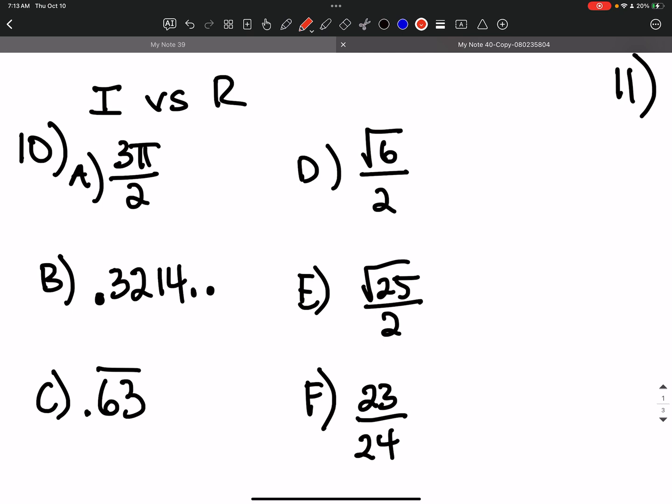Rational versus irrational. Let's see. Pi is in this guy. He ruins the whole fraction, so he's irrational. 0.3214 forever, forever, blah, blah. No pattern, goes on forever. Irrational. This guy goes on forever, but he repeats. 0.63636363. That's cool.